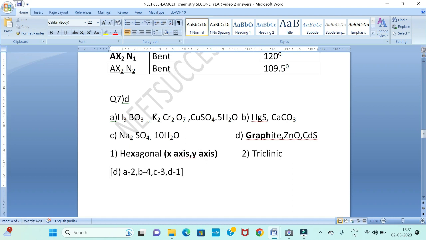A2B4C3D1. Answer is A2B4C3D1. A is 2. H3BO3, K2Cr2O7, CuSO4, S2O. Triclinic.